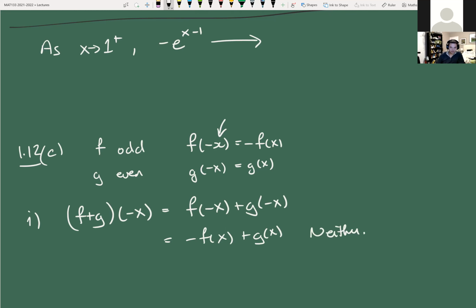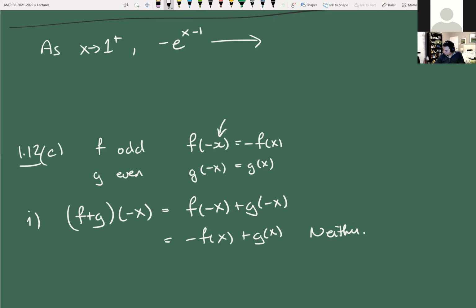Does that make sense? If it were odd, there'd have to be a minus sign in front of both. If it were even, there'd be no minus sign in front of either. It's just neither of those two things. There is one minus sign and then the other thing doesn't have a minus sign, right? So we can't say anything.